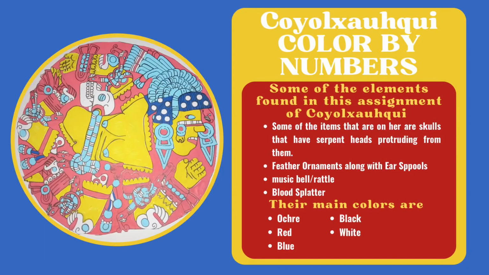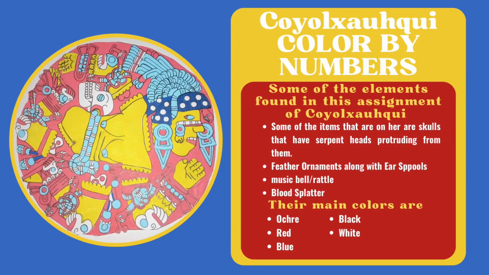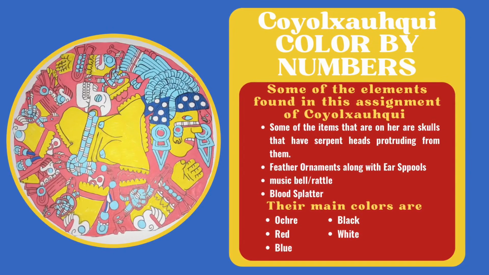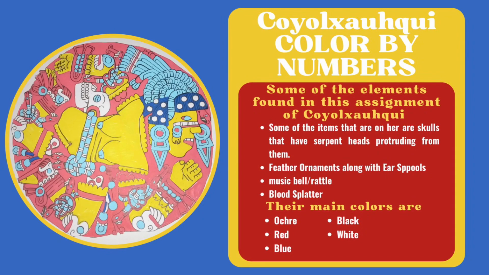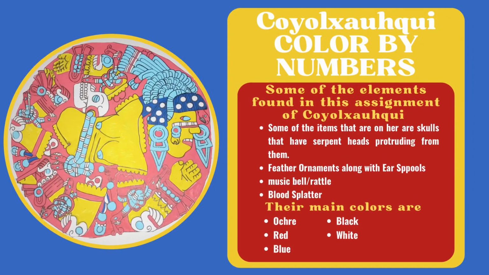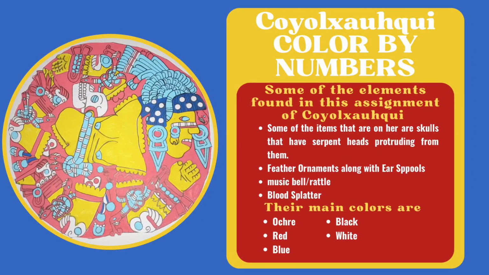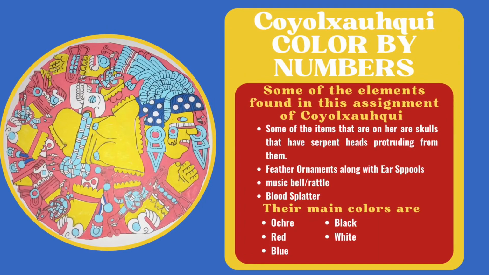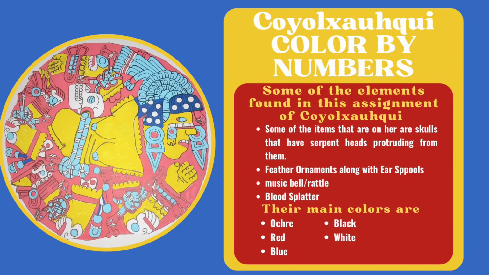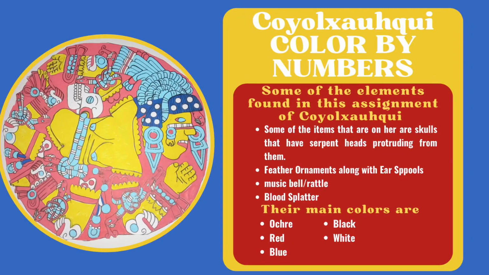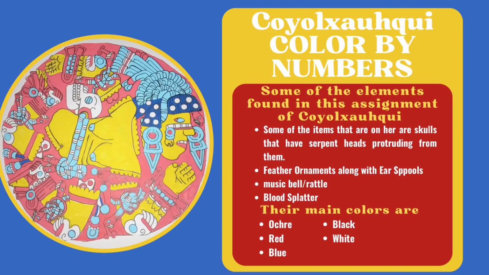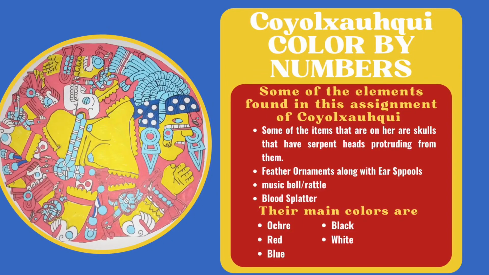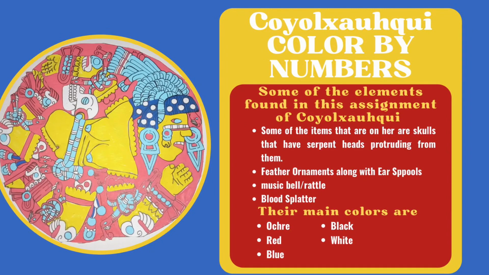For my last art assignment, I did the Coyolxauhqui color by number, where I had to color in the monolith that portrays her defeat from falling from Snake Mountain. Some of the elements that we see are the skulls and serpents that surround her body, her joints, her feather ornaments and ear spools, music bells and rattles, and the blood splatter from her dismembered limbs.